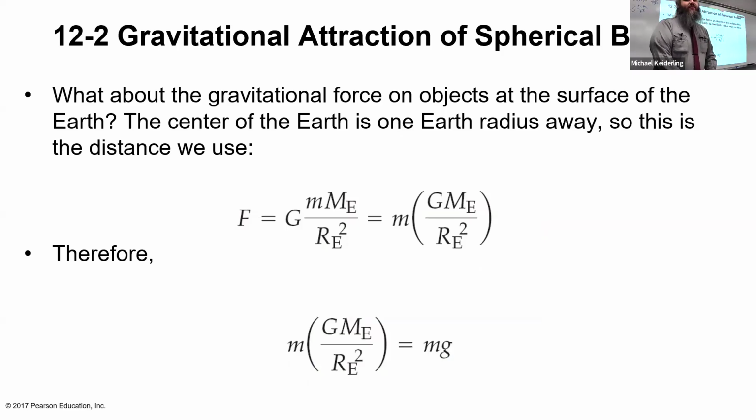So if we think about the gravitational force on objects on the Earth, the Earth is basically a ball, so the center of the Earth is 1 Earth radius away. The force on an object on the Earth is G times mass of the Earth over radius of the Earth squared, which becomes mass times big G times mass of the Earth over radius of the Earth squared. Mass times a constant. Well, that's familiar. That's what little g is.